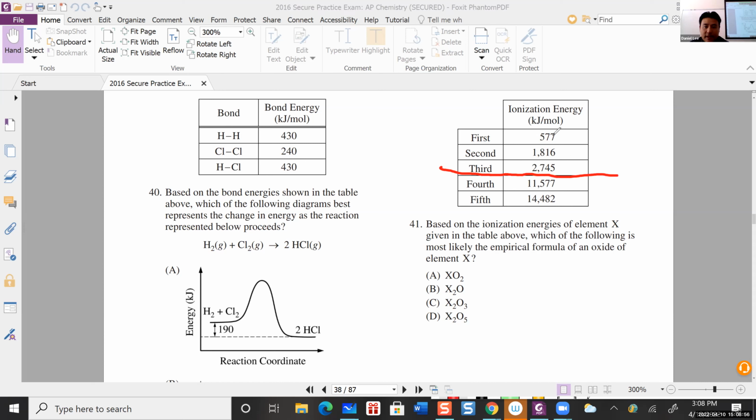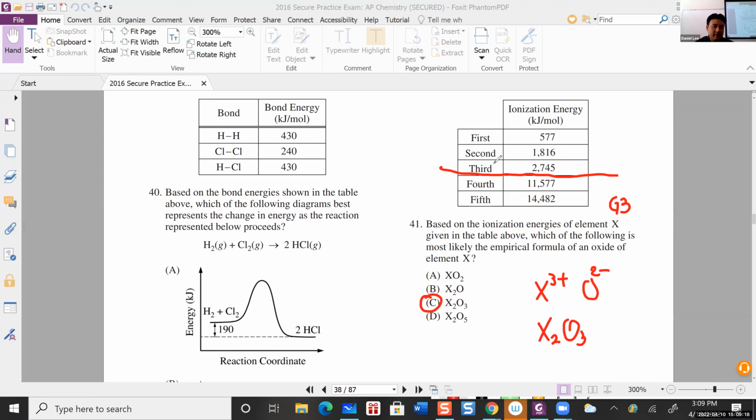That's the biggest jump. Anything in group 3 has a very large fourth ionization energy because it doesn't like to lose the fourth one. So X must be 3 plus. So how does it combine with O2 minus, like aluminum oxide? So there's a C: X2O3. Think about aluminum.